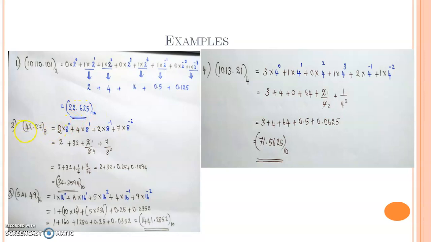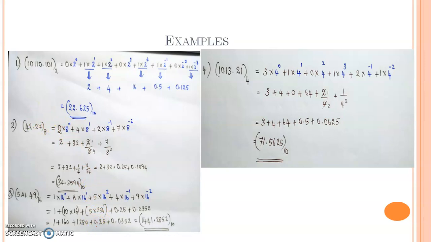Now, how will you convert 42.27 to the base 8? You have to multiply every digit of this number with the powers of 8 so that you will get the corresponding decimal value. So, 2 into 8 raised to 0 plus 4 into 8 raised to 1 plus 2 into 8 raised to minus 1 plus 7 into 8 raised to minus 2. The result is 34.3594 to the base 10.